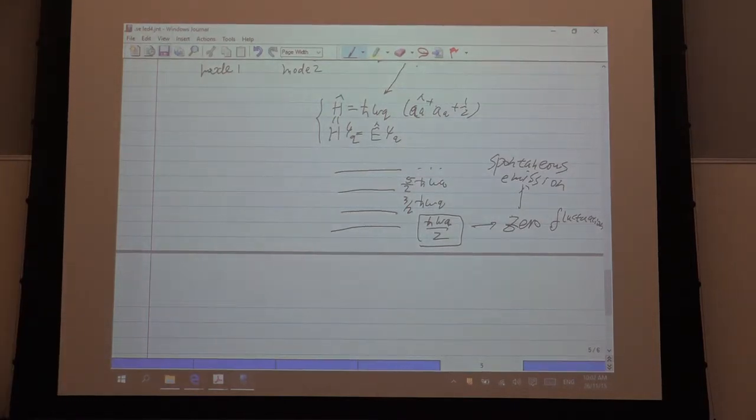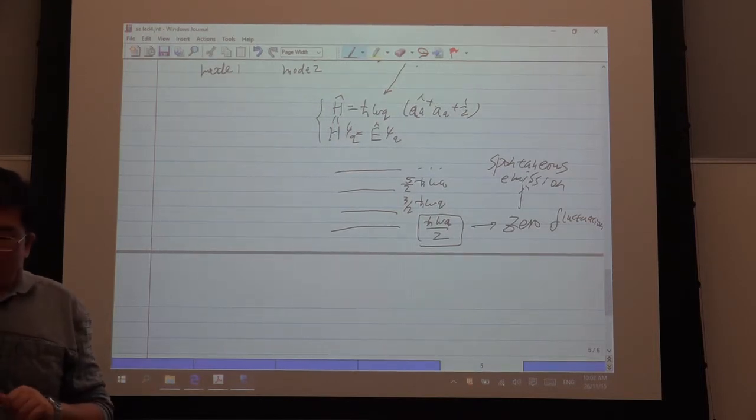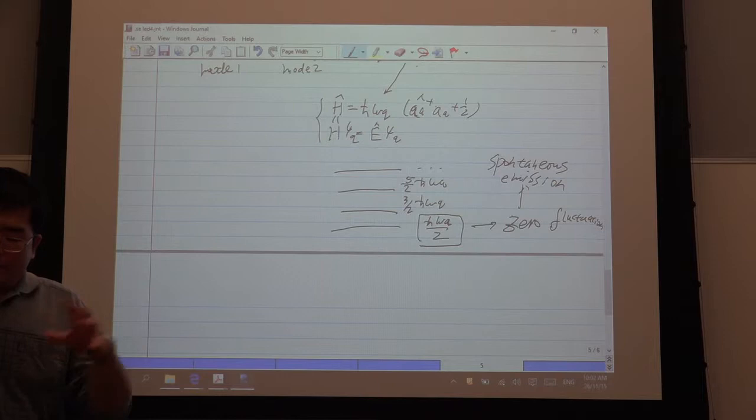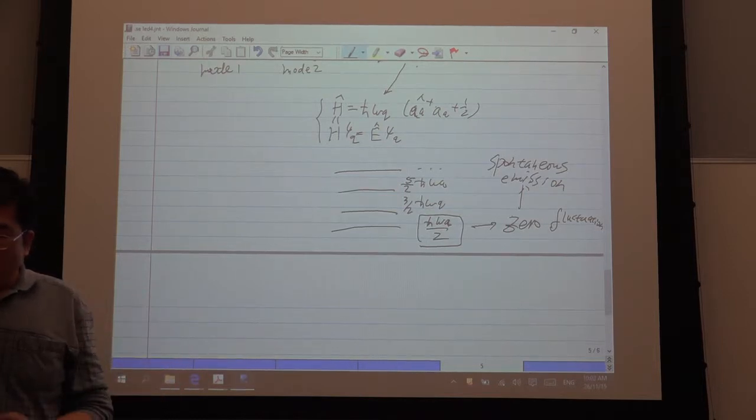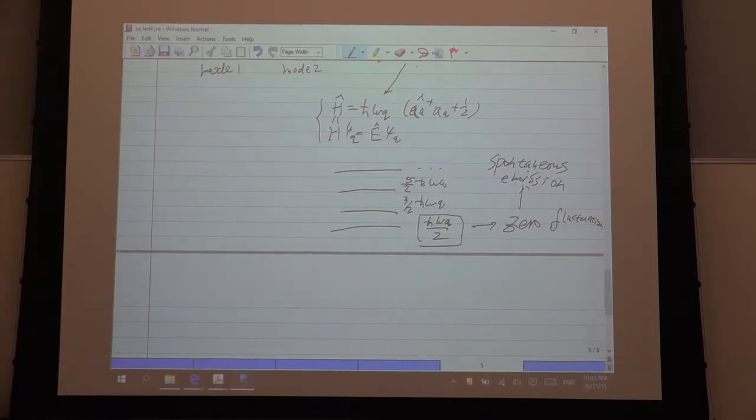Let me summarize the physical origin of spontaneous emission. When the dipole emits a photon into free space, it also absorbs energy from the vacuum. In classical theory, the vacuum has no EM field, equal to 0, but that's not right. From the quantum mechanics view, the average value, or expectation value, of the E field equals 0, but E squared is not equal to 0.